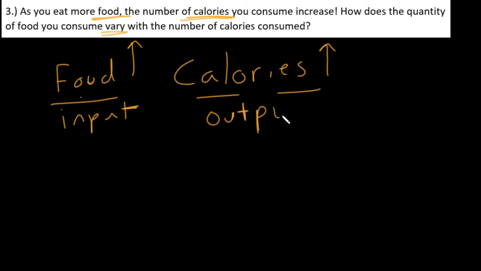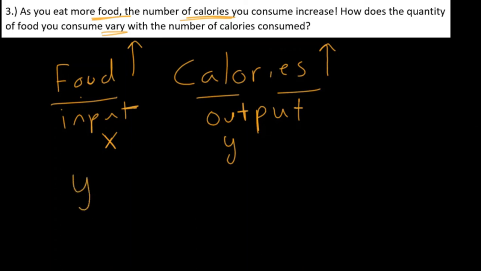Let's see right here. All right. And we know that our input is typically going to be our x value, and our output is typically going to be our y value. So remember we said that as food goes up, calories go up. This is an example of direct variation.